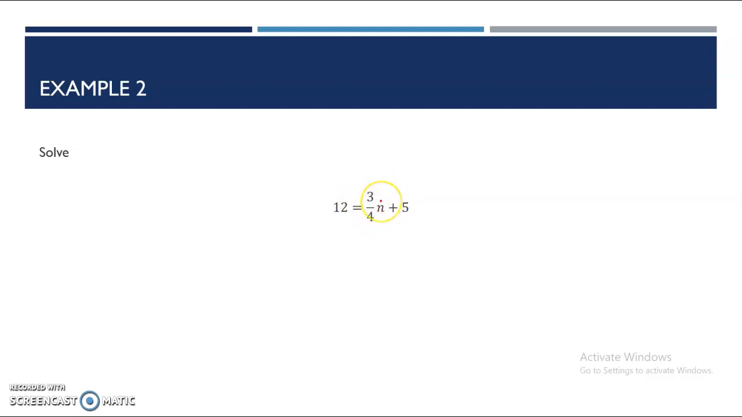I'm going to look for the least common denominator for all, if there's, this one only has one fraction, but if there are multiple fractions, I'm going to look for that least common denominator, that LCD. In this case, that least common denominator is going to be 4 because it's our only denominator. And so what we're going to do is multiply by the LCD.